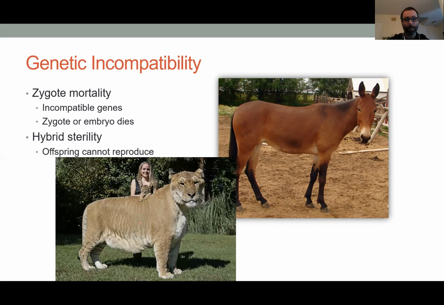Another example is this guy. This is called a liger. That's right, it's not just from Napoleon Dynamite. A male lion and a female tiger can have something that looks like this. Now, this is a great example. I like this one because in nature, this would never happen.